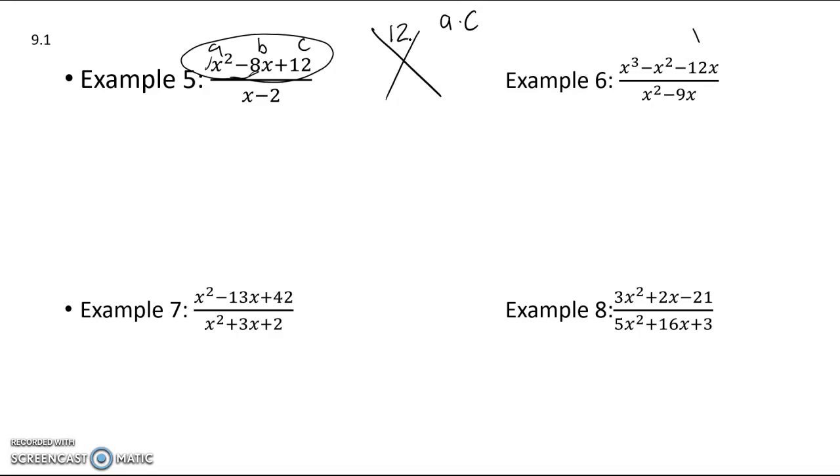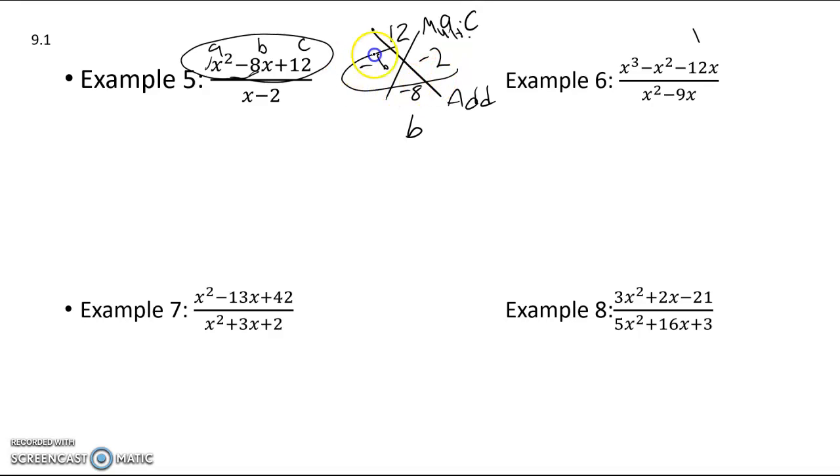All right. And then I take my b value and I put it on the bottom. So I get negative 8 on the bottom here. Now what I'm trying to do is find two numbers that multiply to 12 and add to negative 8. Just two numbers that multiply to 12 and add to negative 8. And if I think about it, those two numbers would be negative 6 and negative 2. A negative times a negative gets me positive 12. Negative 6 plus negative 2 gets me negative 8.